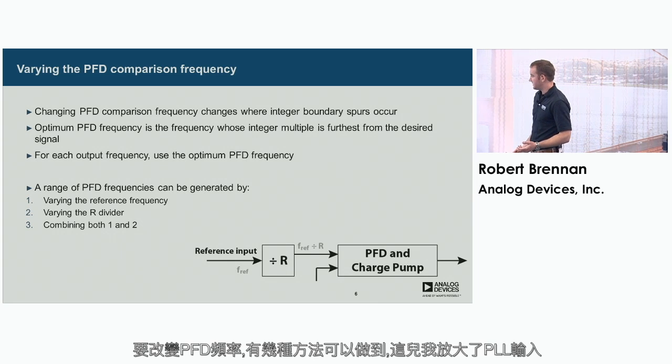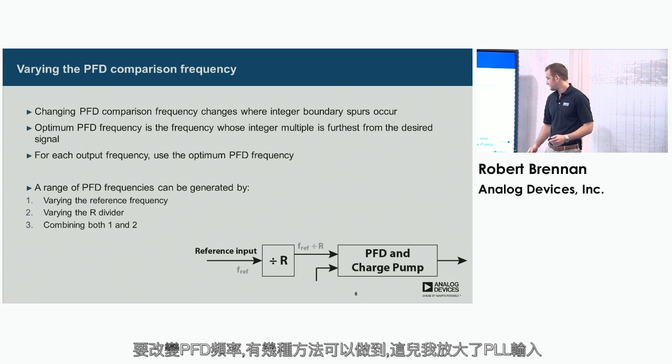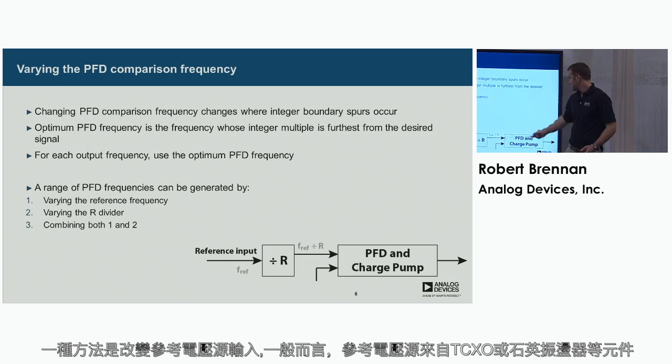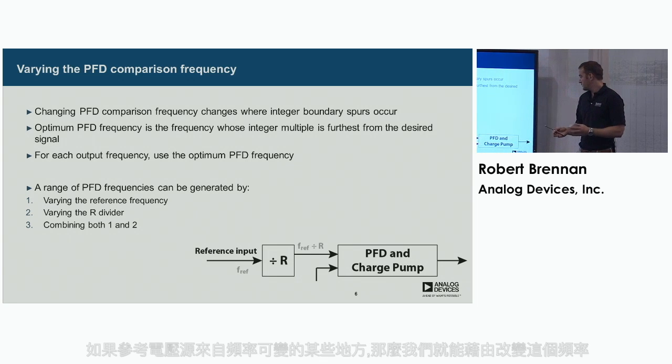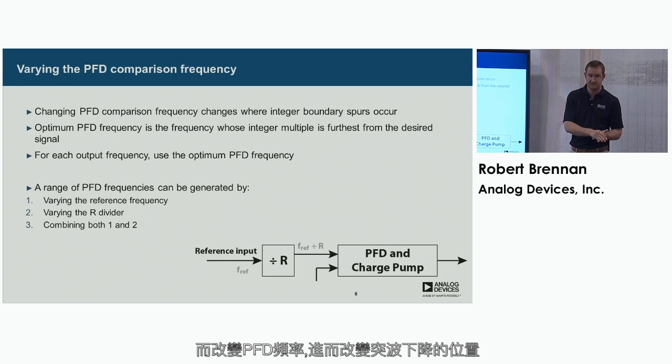So to vary the PFD frequency, we have a couple of ways of doing it. I've zoomed in here on the PLL input. One way is to change the reference input. Traditionally your reference would come from a TCXO or crystal oscillator. But if you can get the reference from somewhere else that has a variable frequency, we can change that frequency and therefore change the PFD frequency and therefore change where the spur falls.